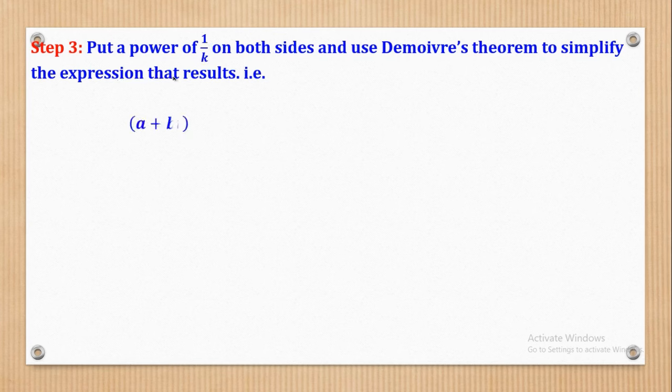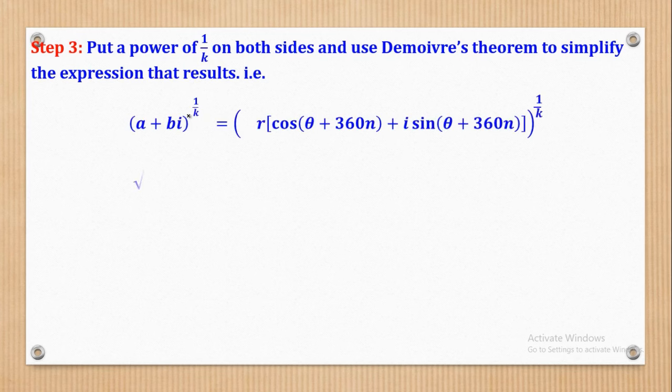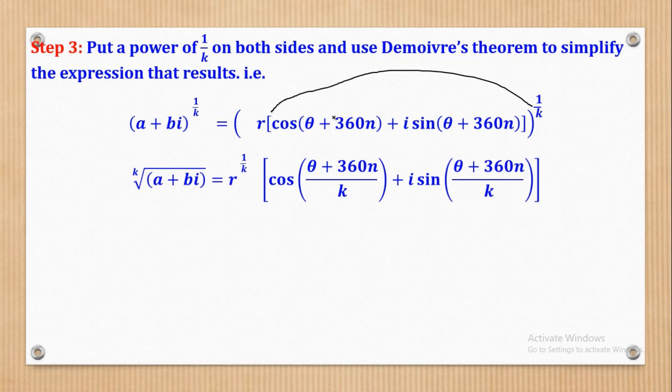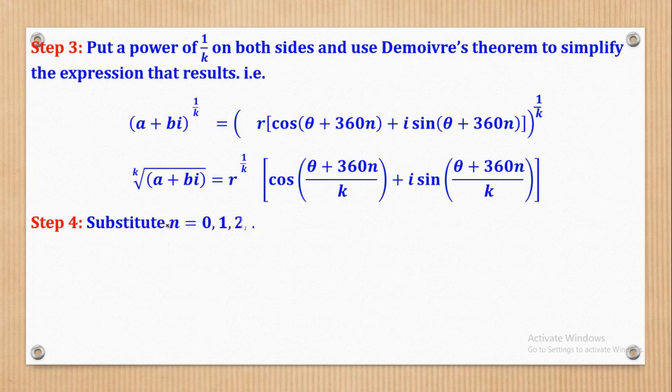So let's see how this is done. So we're going to put 1 over k on both sides, then you simplify. Simplifying means this power goes on the modulus, and for the argument you multiply. So multiply 1 over k with this gives, that's why you see here over k. And this one is the same as the kth root. You can either write it like this or write it like that. So that is step 3.